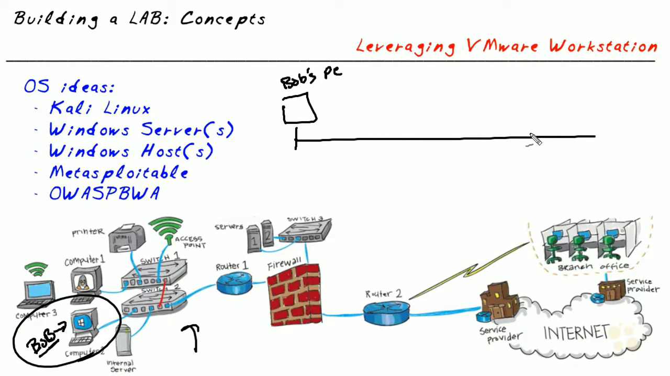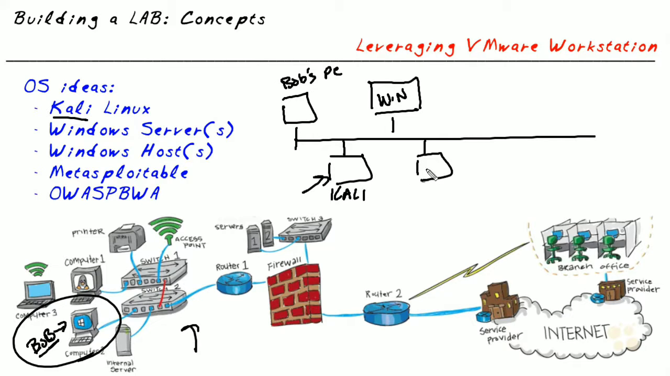and then as part of his lab, he could have other computers, including Kali Linux. Kali Linux is a Linux distribution with tons and tons of attack tools pre-built into the distribution. Also on his test network, we might want to have some various Windows servers and also some Windows hosts. That might include Windows 7, Windows 8, Windows 10, etc. So up here I'll put WinS for servers and WinH for hosts.